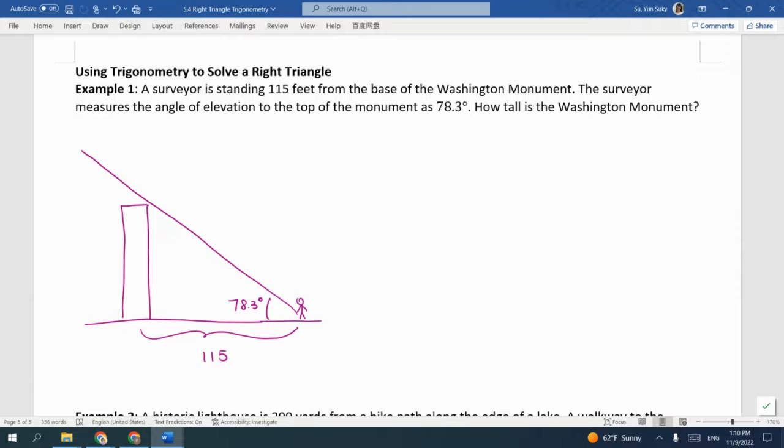Is it how you pronounce it? Monument? What? New monument? Oh, thank you. Monument.